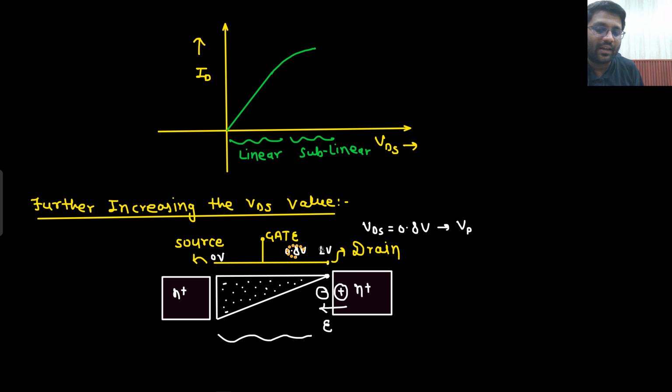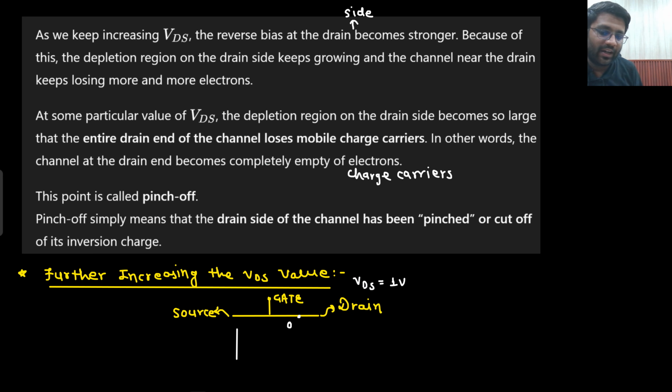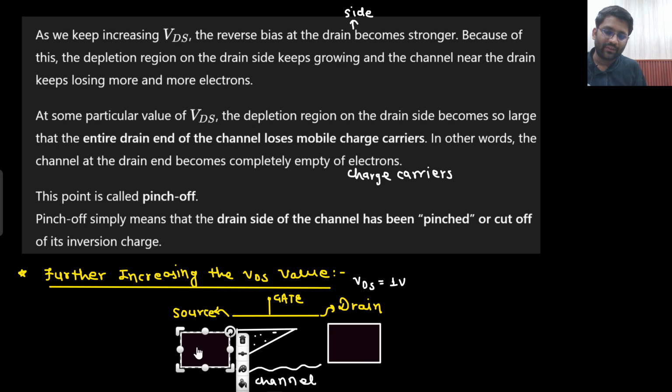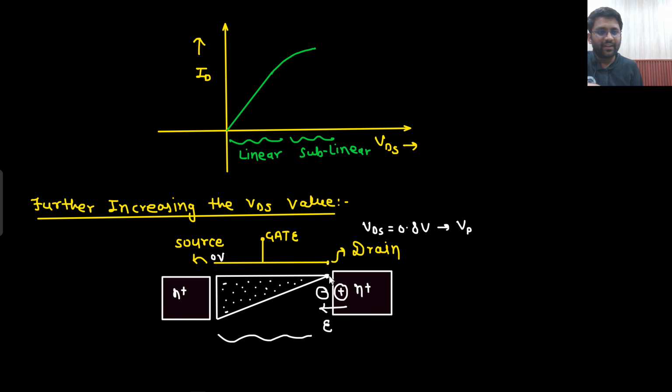That means if you are applying 1 volt, then somewhere in the channel you will be having 0.8 volt, and till that particular point your channel will be depleted. That means your channel would look somewhat like this. This is your complete channel. And here you are having the N plus region. Here also you are having the N plus region. The drain end was completely depleted already.